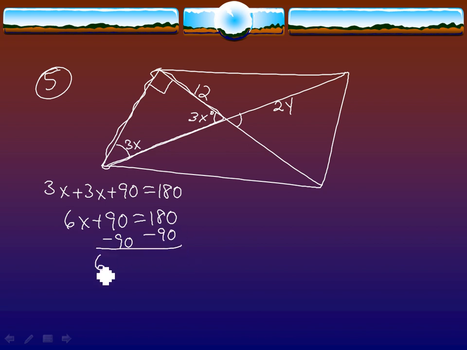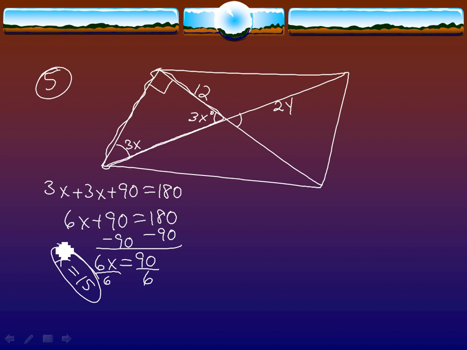Grab your calculator for me. 6x equals 90. What do you do next? Divide by 6. What's x equal? What did they ask us to find? X and y. So we found x. That's half our answer. Now to find y.